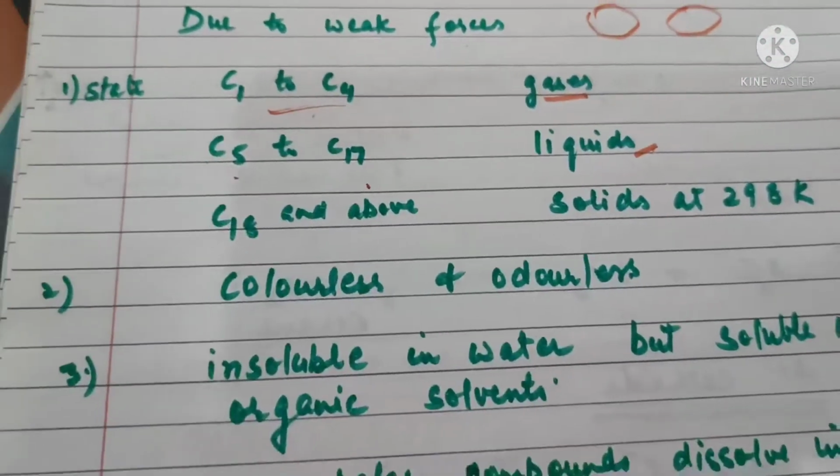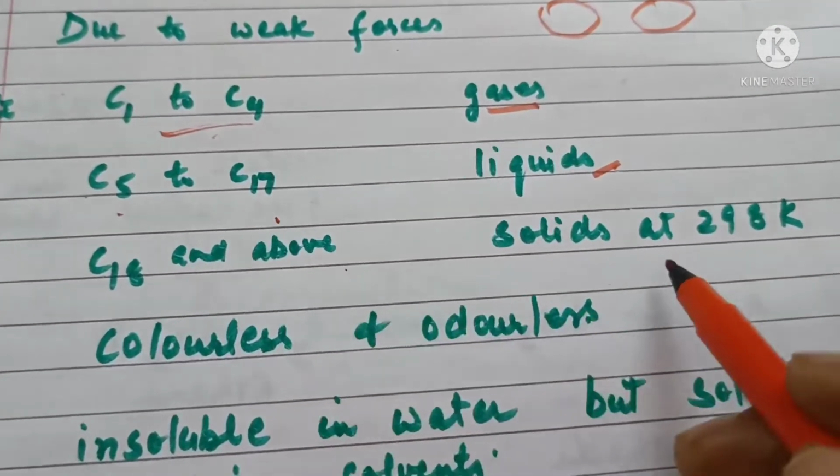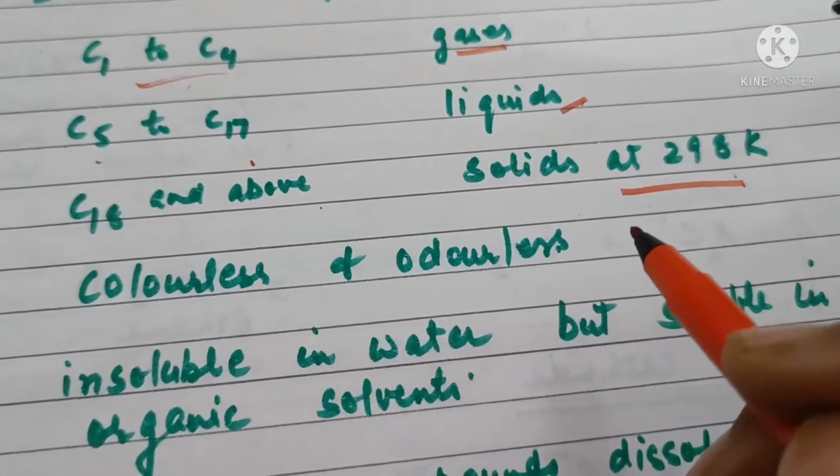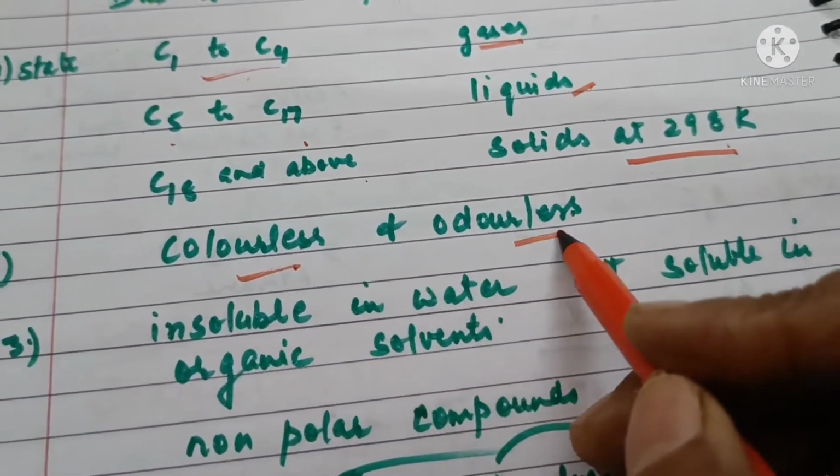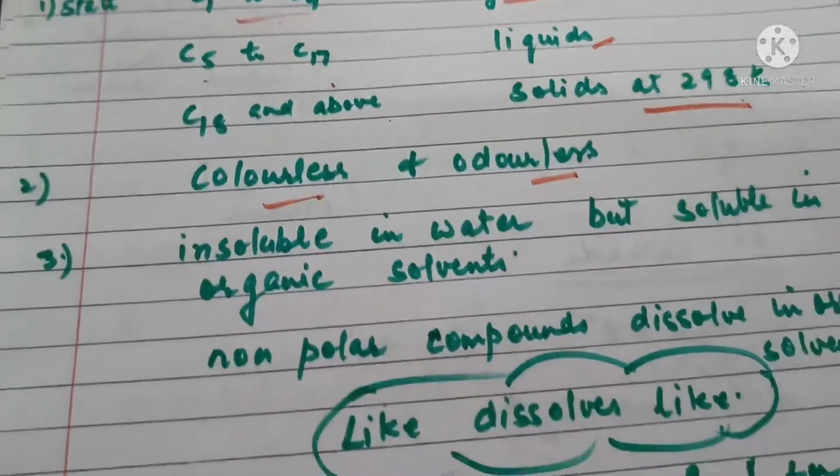And those alkanes which have 18 carbon atoms or more are solids at 298 Kelvin. There is no color of alkanes, there is no odor. These are colorless and odorless compounds.